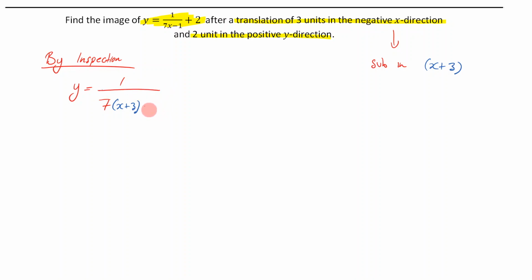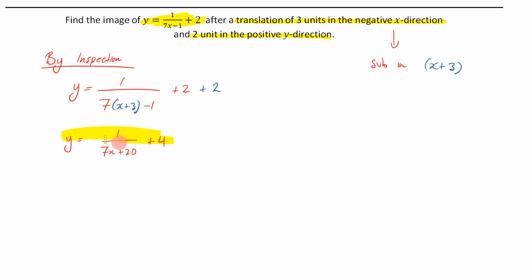What did I say? Minus 1. And then I've got this plus 2, 2 units in the positive y direction, so I need a plus 2 on the outside as well. Okay, once I've done all of that, let's just clean this up now. 1 over, now this is going to become 7x, and then 7 times 3 is 21, minus 1 is 20. And then 2 plus 2 is 4. That is going to be my graph.